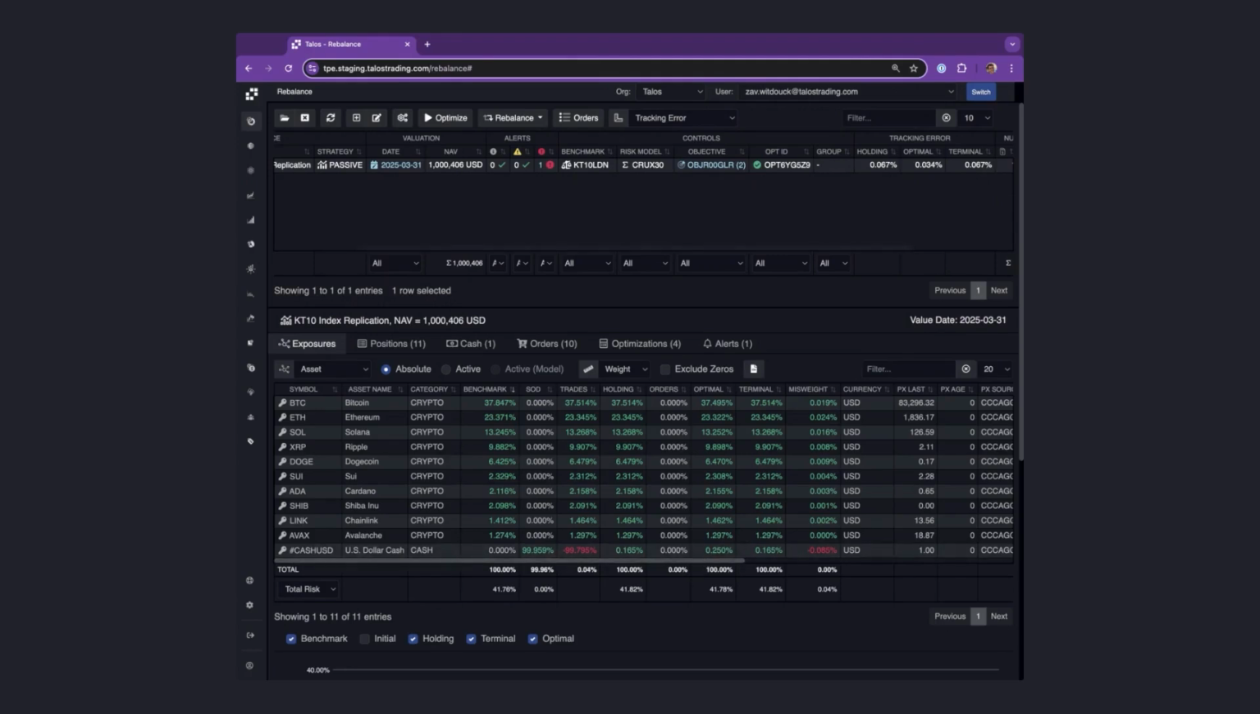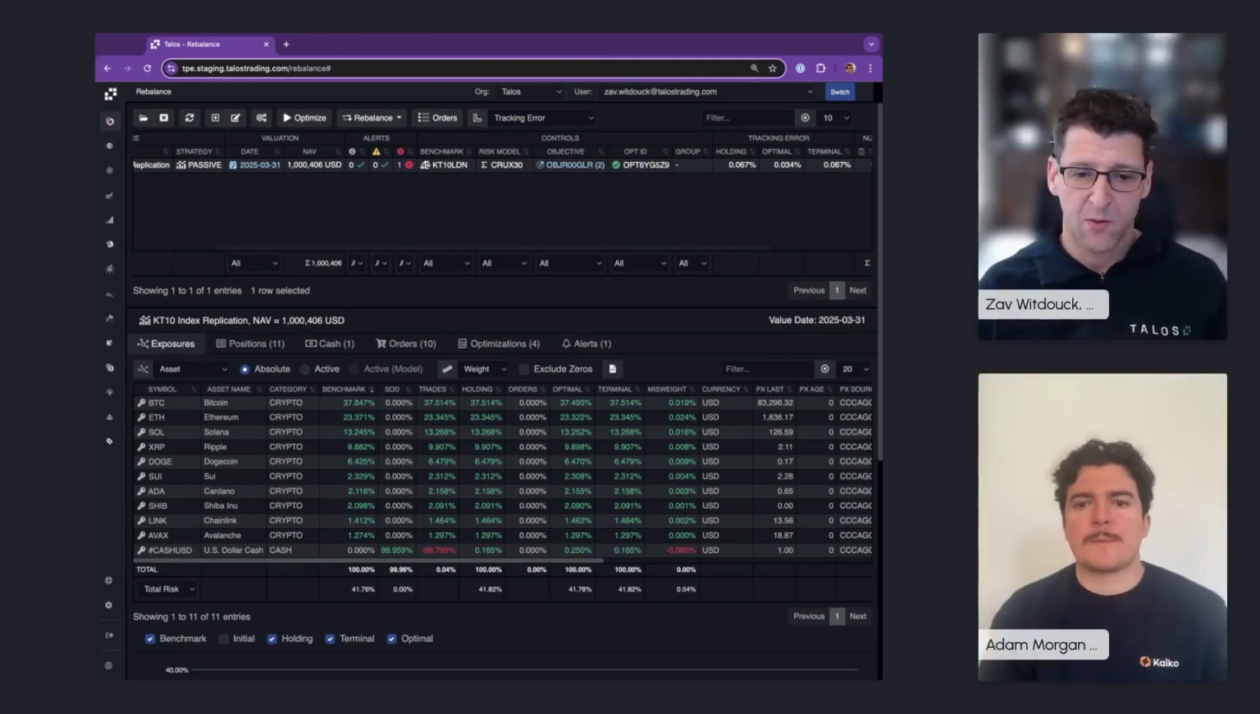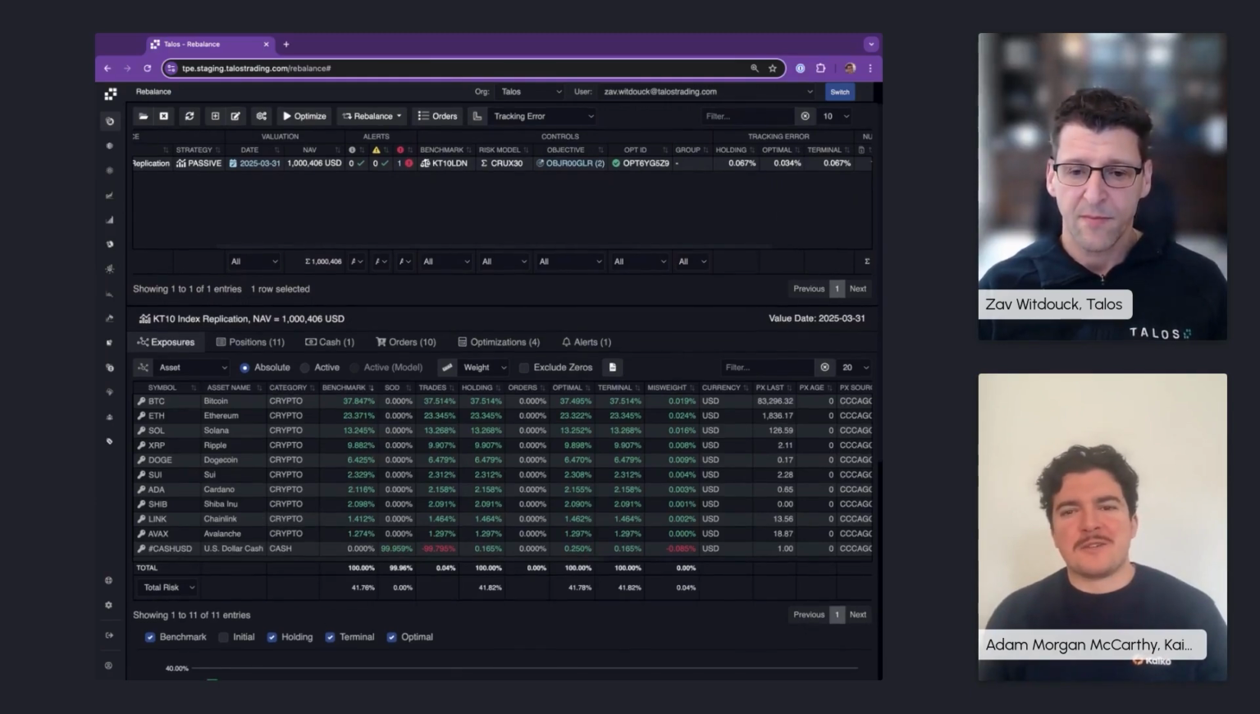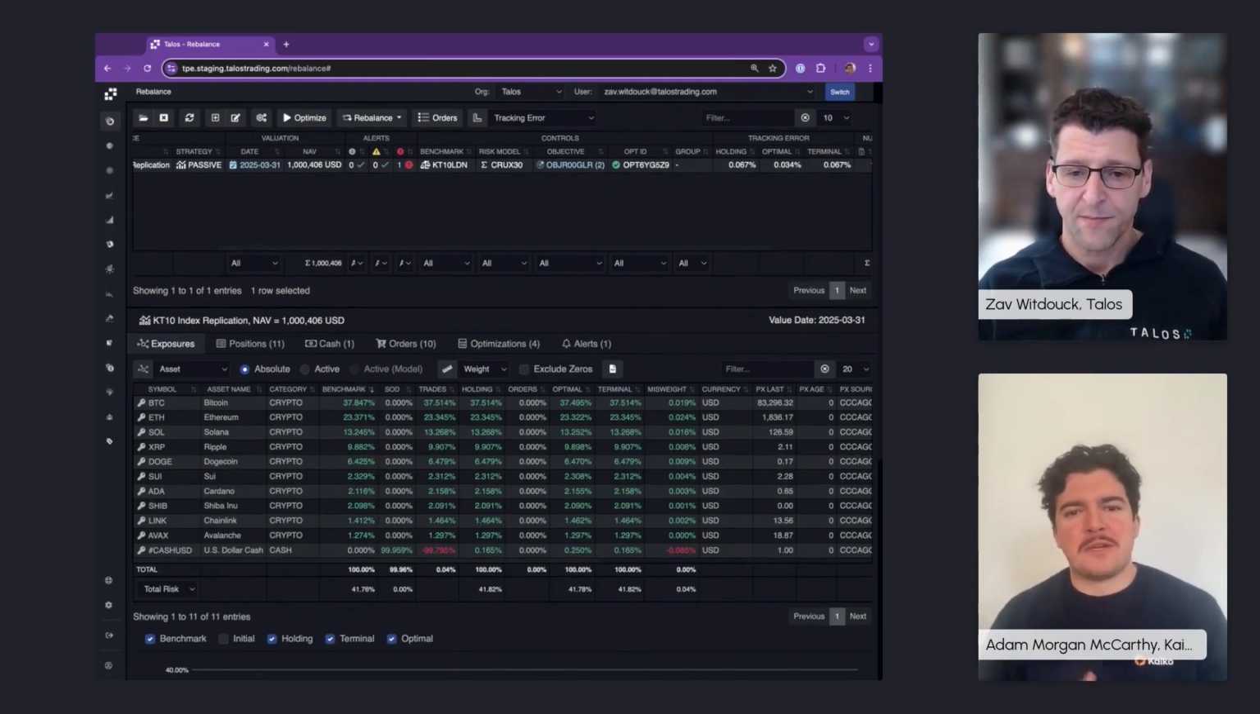So I think hopefully that gives us a good overview of how to run and manage an index replication strategy on the platform on Talos. Yeah, it's super interesting to see that and how the Kaiko 10 can plug in there and be used. So it's encouraging to see that in action, getting it to be used for this kind of thing is very cool.